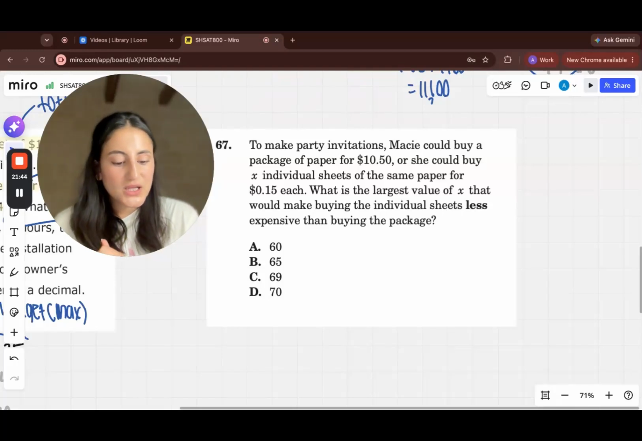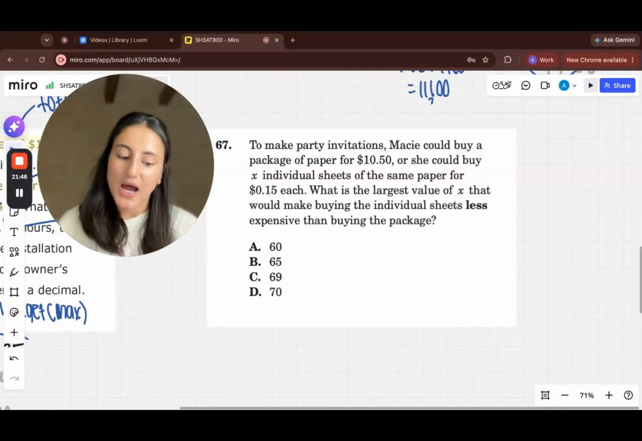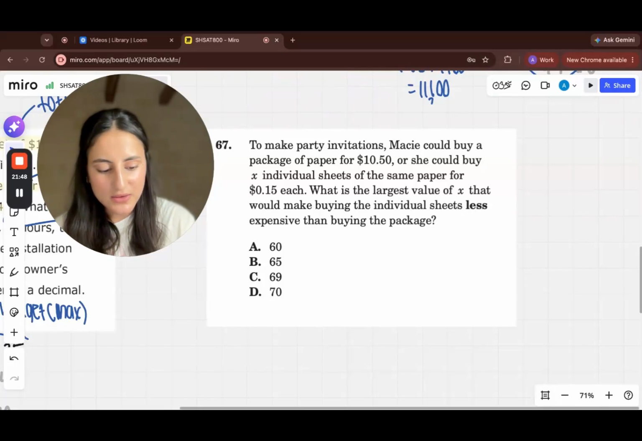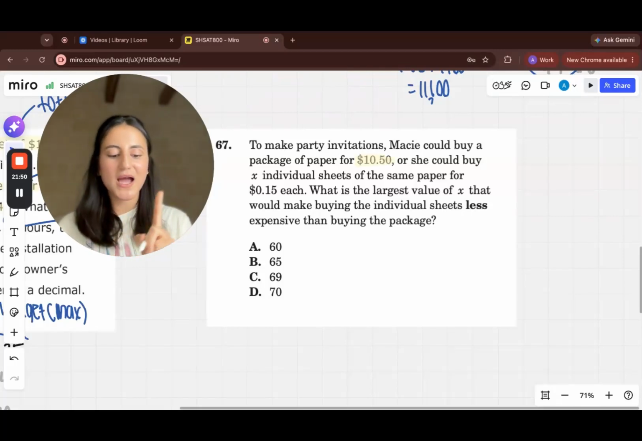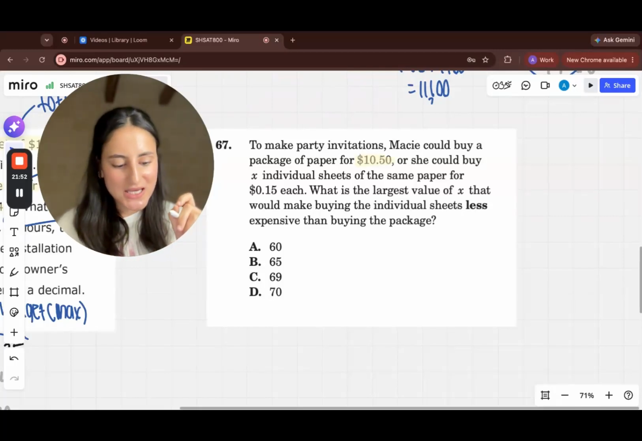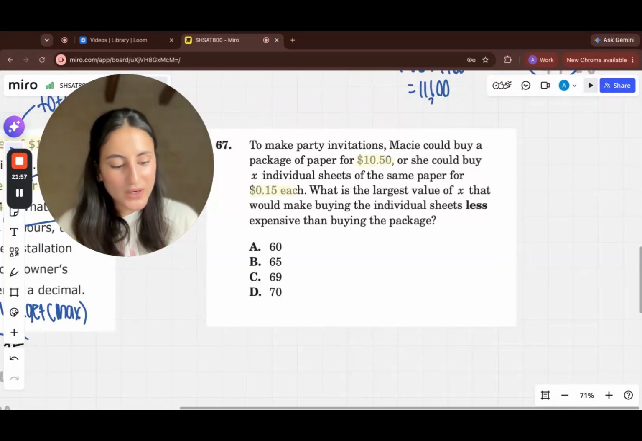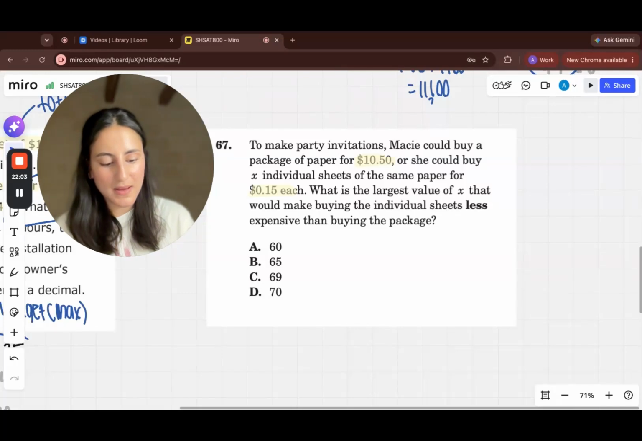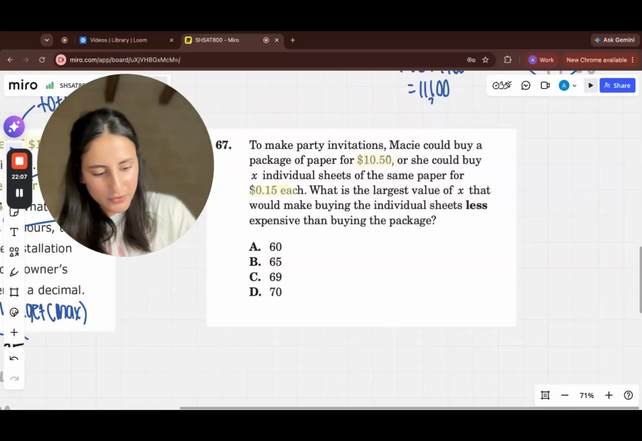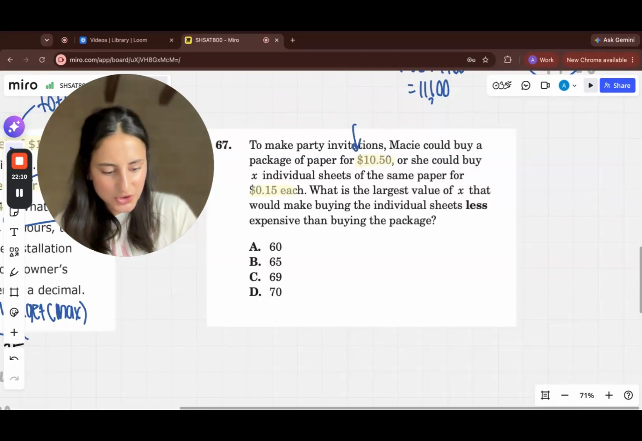Okay. To make party invitations, Macy could buy a package of paper for $10.50, or she could buy x individual sheets of the same paper for 15 cents each. What is the largest value of x that would make buying the individual sheets less expensive than buying the package? So in this case, the package represents the total.